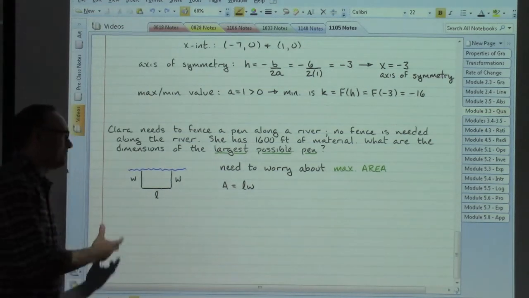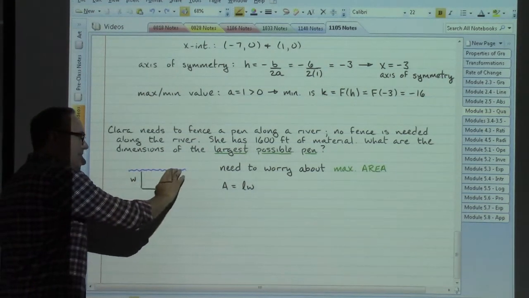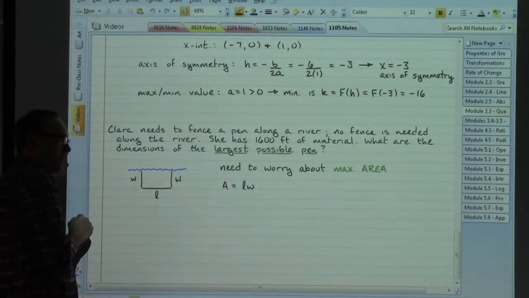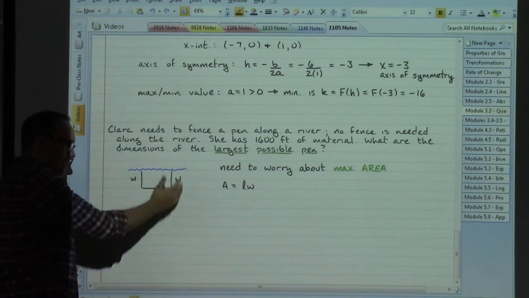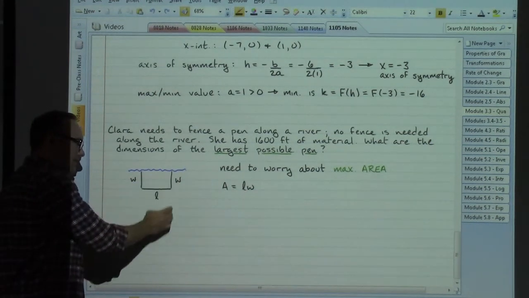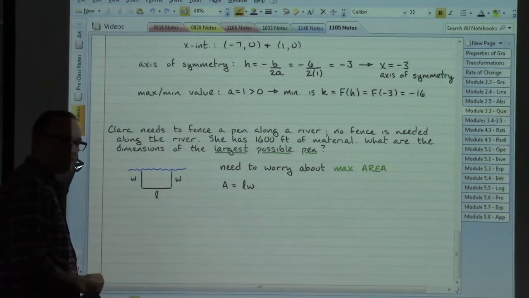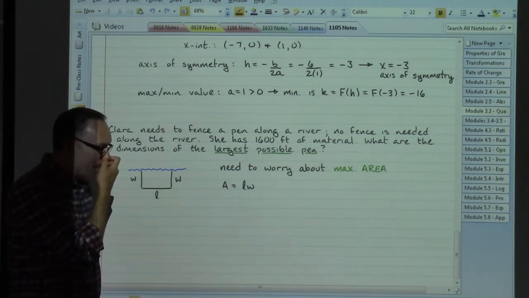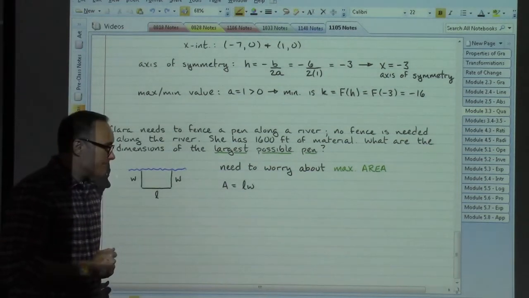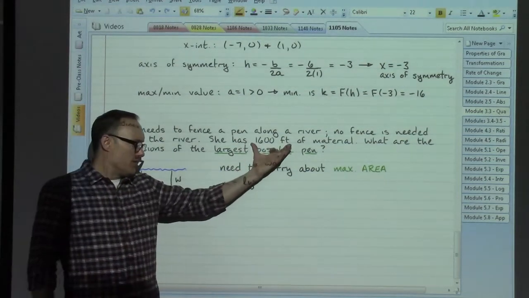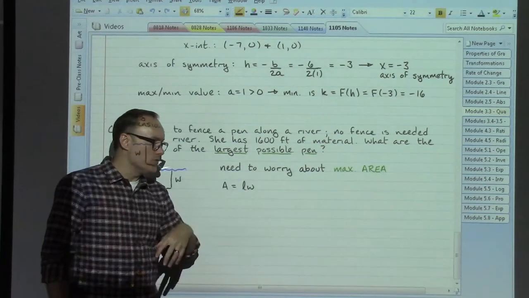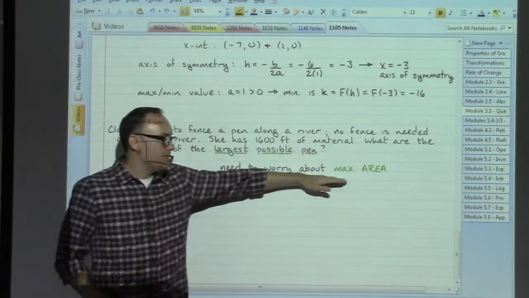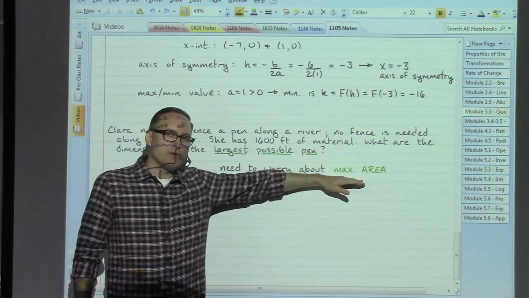If we've got to fence in an area and we don't need any fence that's along the river, then we're going to get a rectangular enclosure that looks like this drawing here. We've got a width, we've got another width, we've got a length of fence. We do not need any fence along the river, so we only have those 3 sides for our fencing. And if we've got a certain 1,600 feet of material to use, how big of an enclosure can we make? So how big of an enclosure refers to the maximum area.